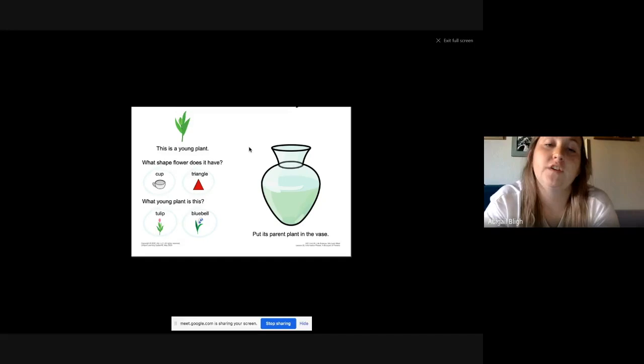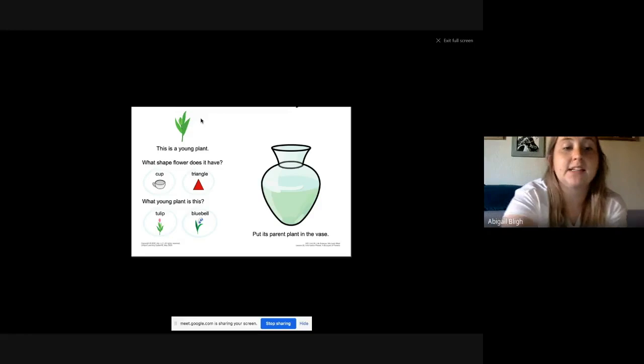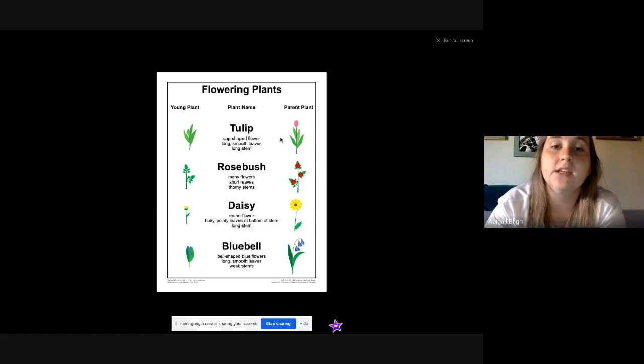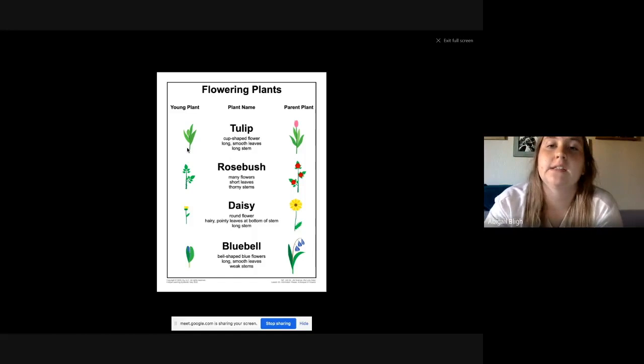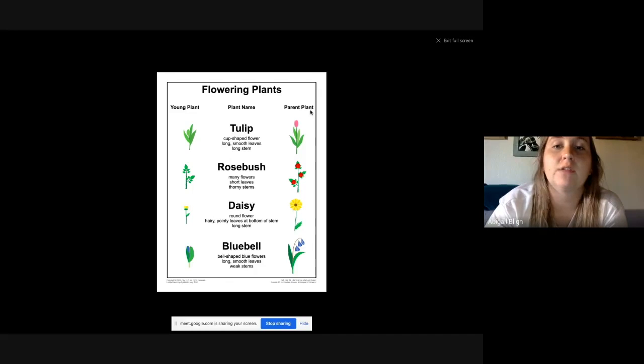The way I'm going to figure out which plant this is, I'm going to go back to this page. This page has the description of each plant. So for example, in the last example that I just showed you, it says here that a tulip has a cup-shaped flower, long smooth leaves, and a long stem. Does this young plant match the same plant that was on the last example? It does. So then I'm going to cut out the parent plant, the grown-up tulip, and glue it in the vase. And you're going to do that for all 4 of them.